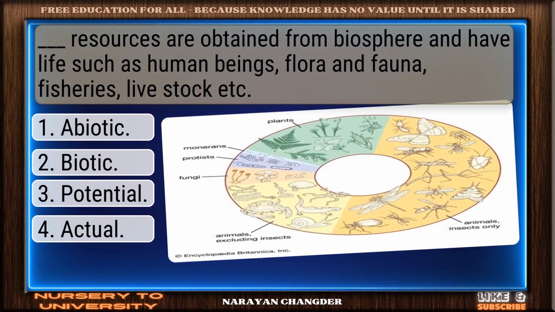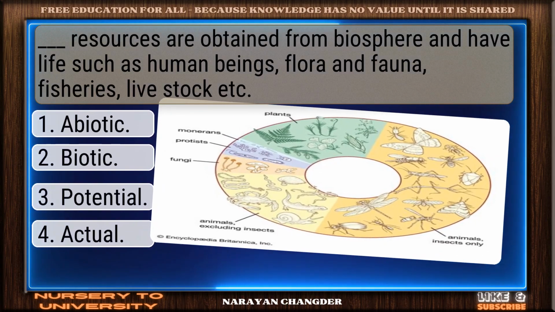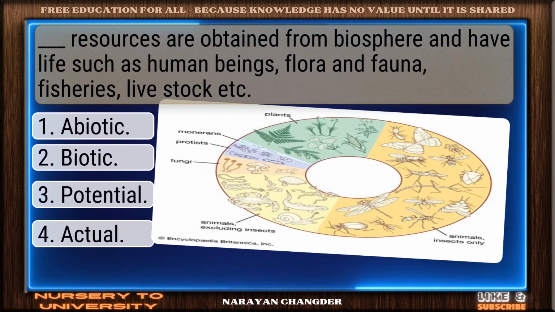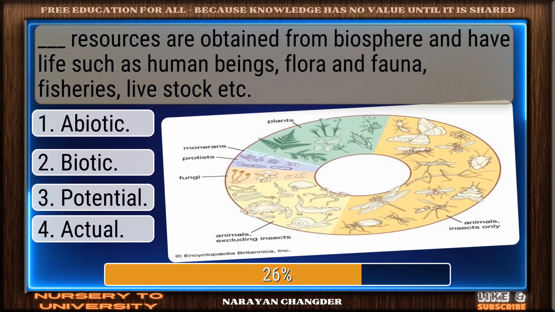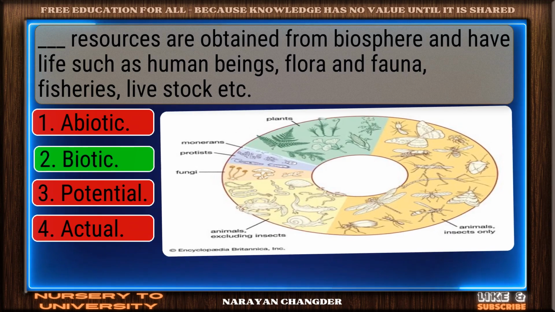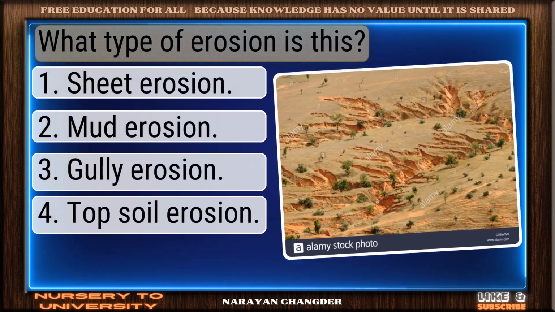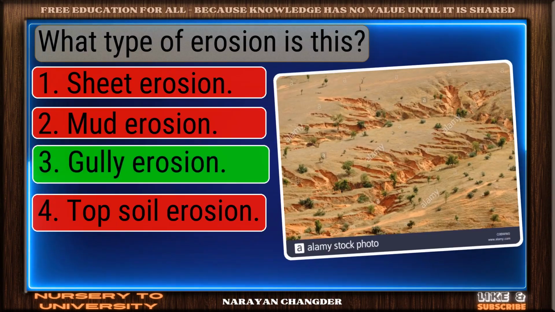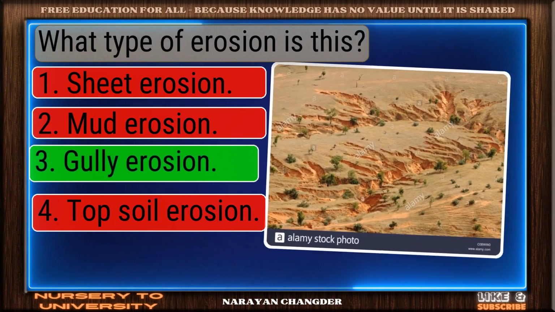Dash resources are obtained from the biosphere and have life, such as human beings, flora and fauna, fisheries, livestock, etc. Good job, biotic works well. What type of erosion is this? You chose gully erosion, correct?